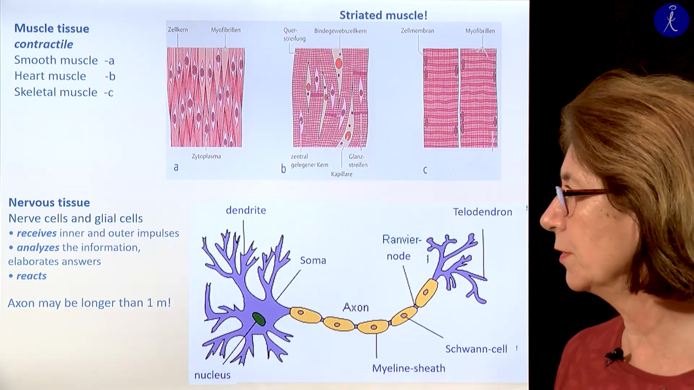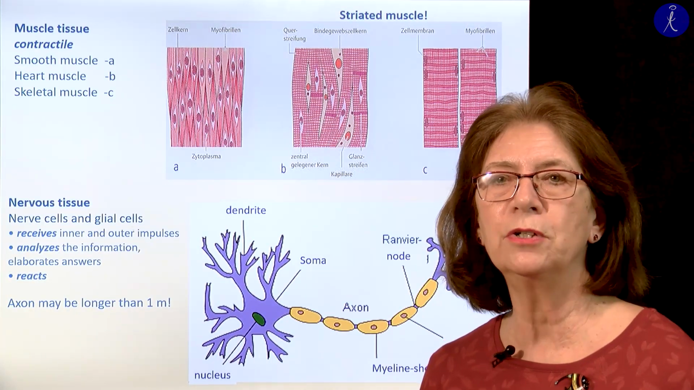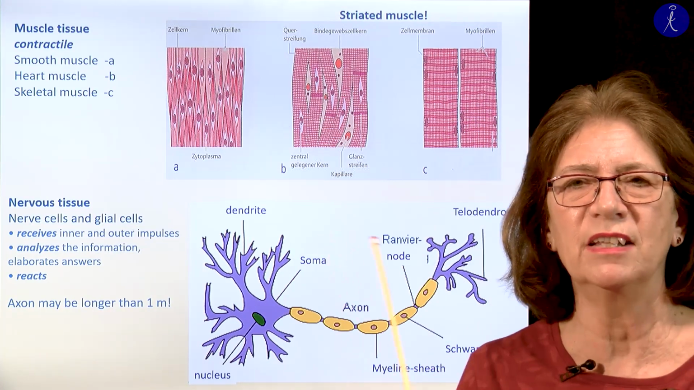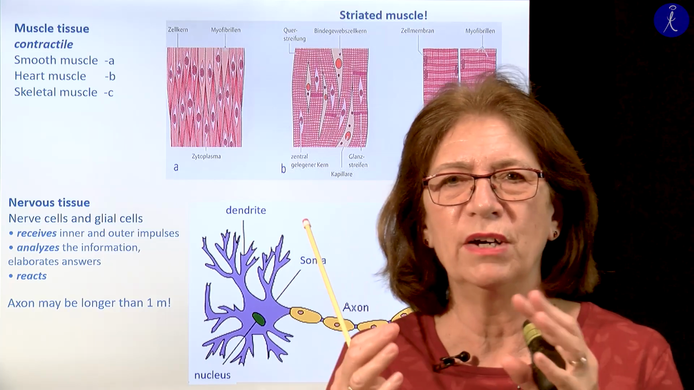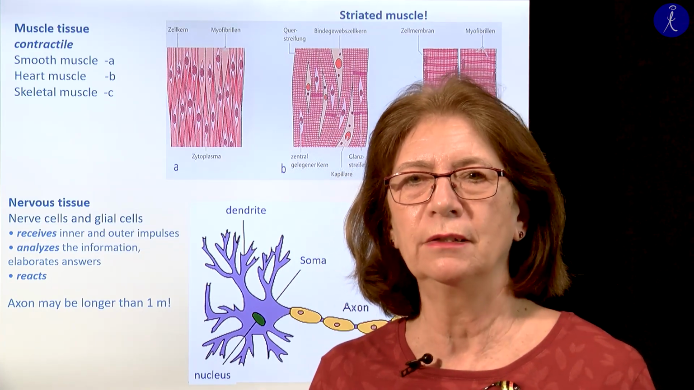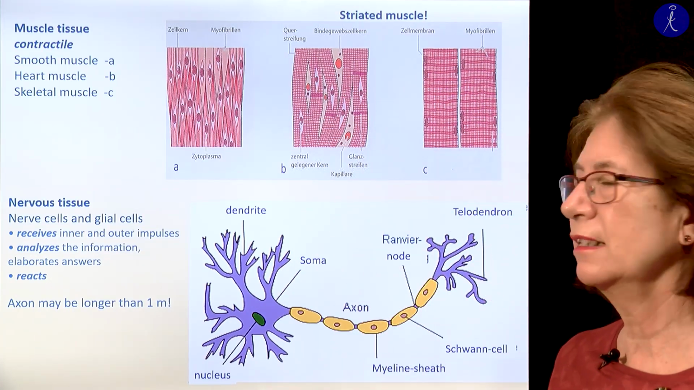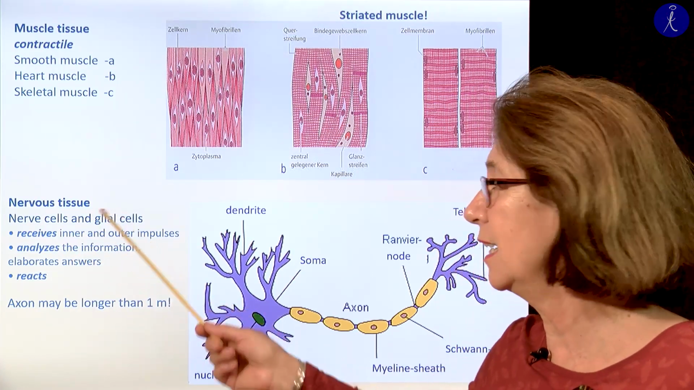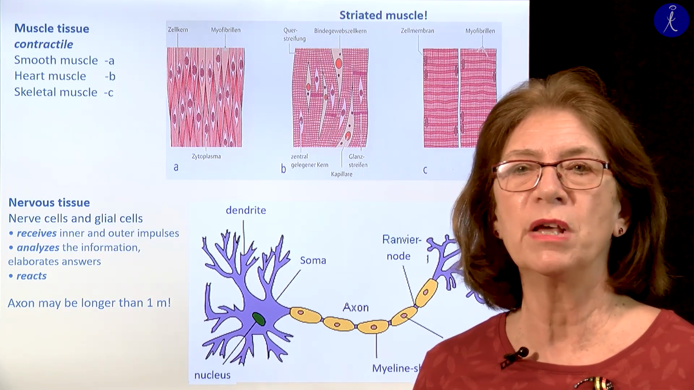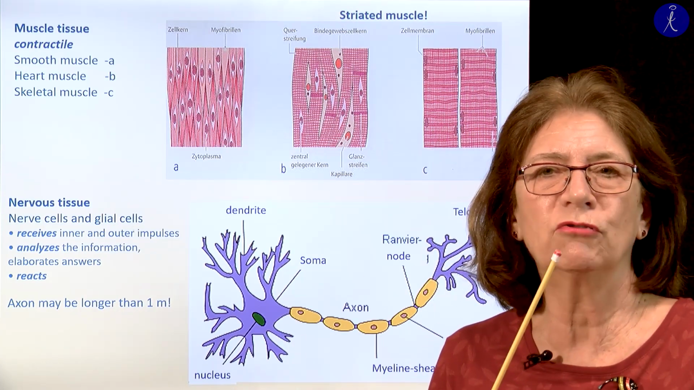And then we have the nervous tissue. Well, with the nervous tissue and the nerve cells, everybody thinks that that's something very small and delicate, and you have to be very careful not to destroy it. Well, nervous tissue first of all consists of two big cell groups, the nerve cells and the glial cells. And the nerve cells may be small or they may be extremely large.